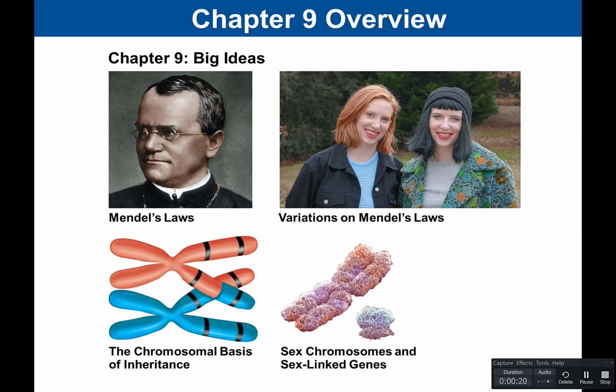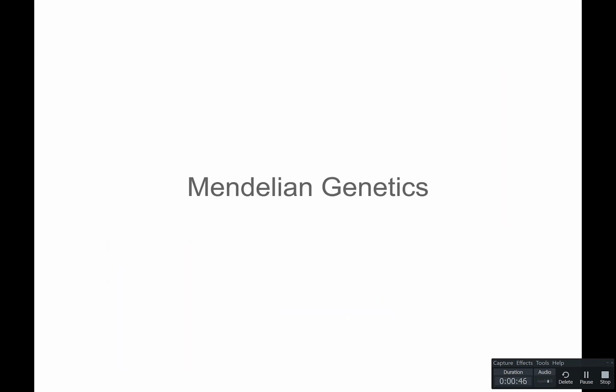We will start by talking about Mendel's law and talking about the basics of genetics. Then we'll move on and look at variations in Mendel's law. So we'll talk about things like pleiotropy and environmental influence and polygenic traits, etc. We'll look at the chromosomal basis of inheritance, and then we will talk about sex chromosomes and sex-linked genes.